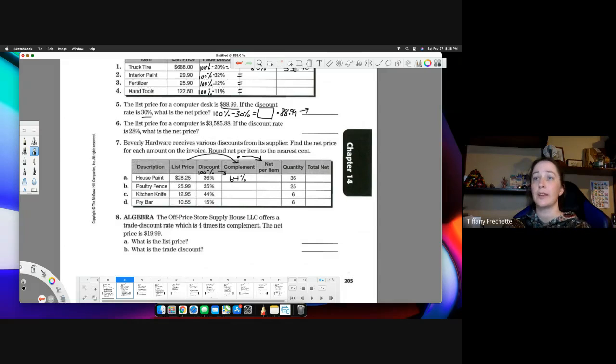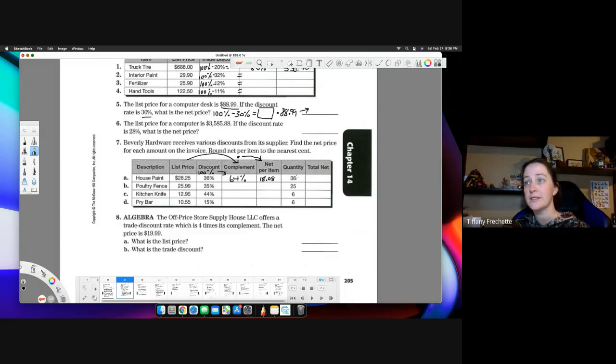Times 28.25. So 64% of 28.25 is 18.08. So that's how much net we're going to pay per item. And then they throw this part in. So there's a new part of the table here that wasn't in 1, 2, 3, and 4. What we're going to do is just multiply simply.